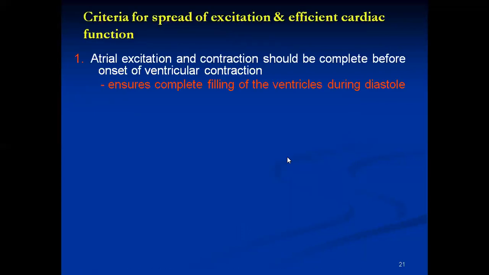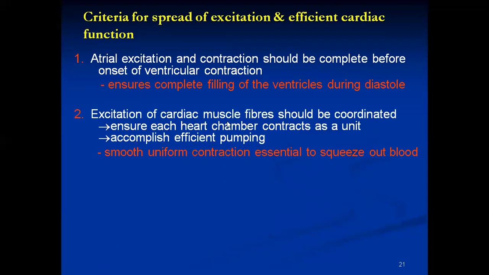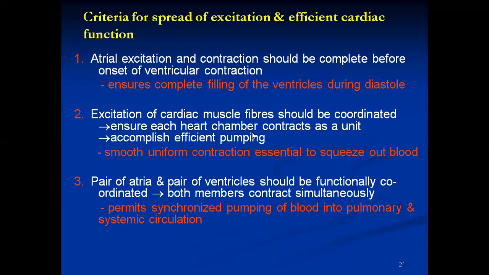Now if we talk about criteria for spread of excitation, atrial excitation and contraction should be complete because it ensures complete filling of ventricles during diastole. We have discussed diastole and systole in our previous sessions. The excitation of cardiac muscle should be coordinated, like it should be a smooth, uniform contraction, which is important to squeeze out the blood. Then the pair of atria and pair of ventricles should be functionally coordinated, like they should contract simultaneously because then pumping of blood is synchronized properly.